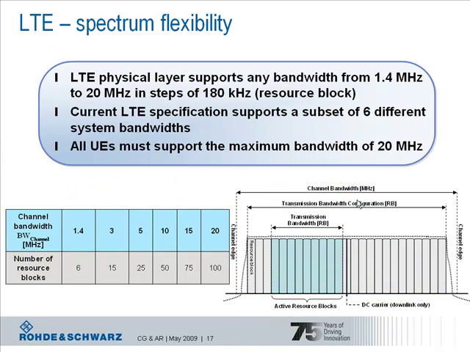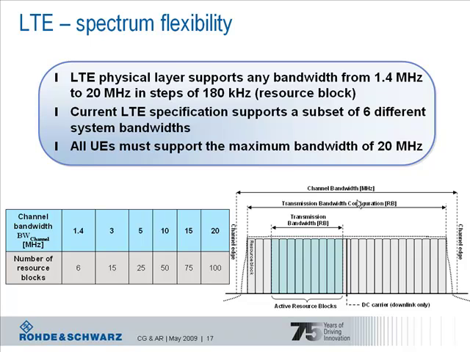Now let's have a closer look at the spectrum flexibility in LTE. We have seen that the physical layer supports any bandwidths from 1.4 MHz to 20 MHz in steps of 180 kHz, which is the resource block definition. But we've also seen that the current LTE specifications support a subset of 6 different system bandwidths for FDD and TDD, as shown in the table. These are the values of 1.4 up to 20 MHz, each corresponding to a certain number of resource blocks.